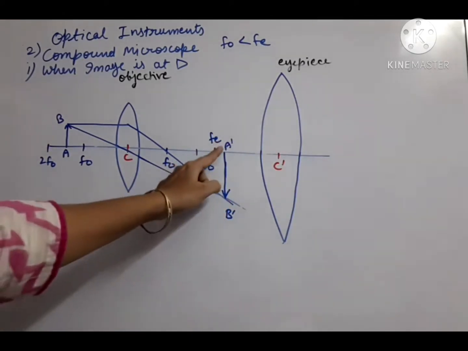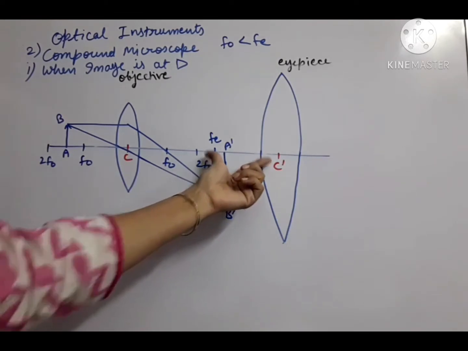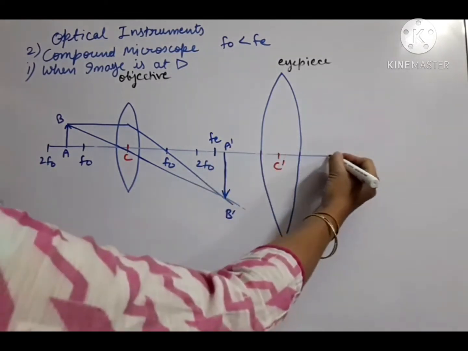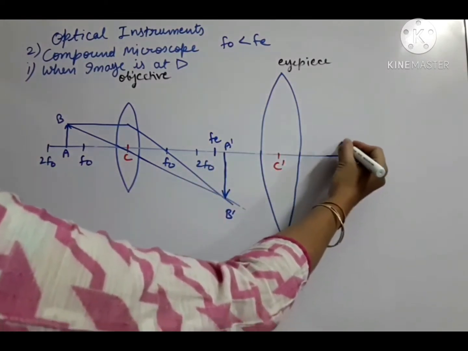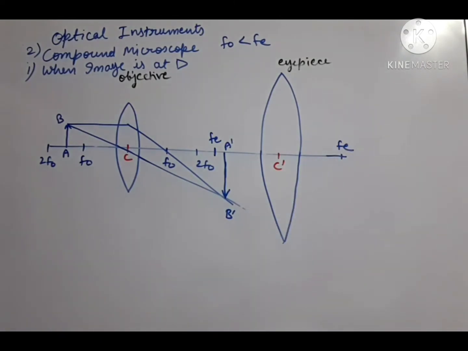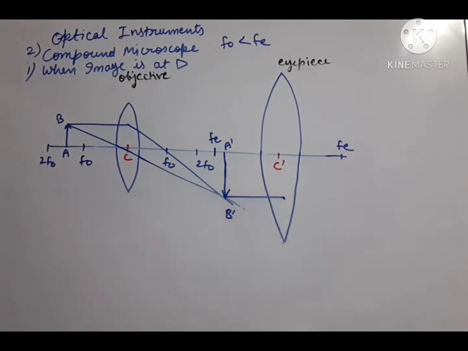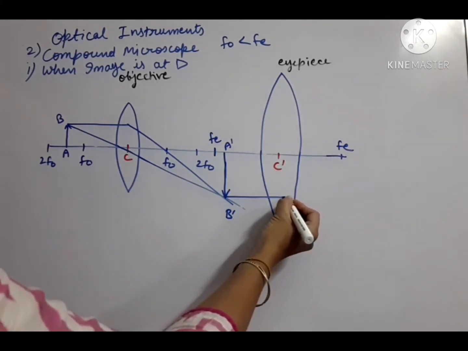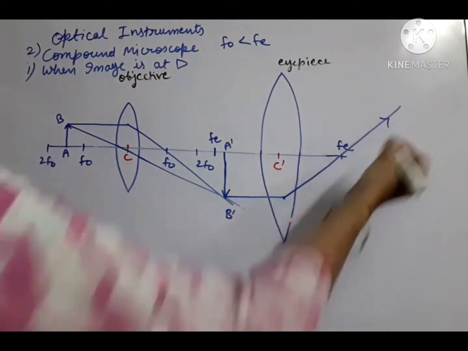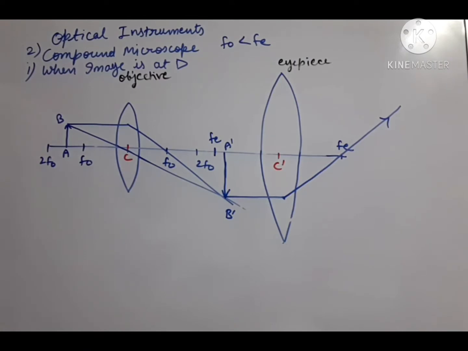FE. So that means this object is coming between F and C, almost at equal distance, so show FE this side also. Now let us complete the image formation. First ray should be taken parallel to the principal axis. After refraction, it passes through the focus this way, and the second ray we should take through the optical center.